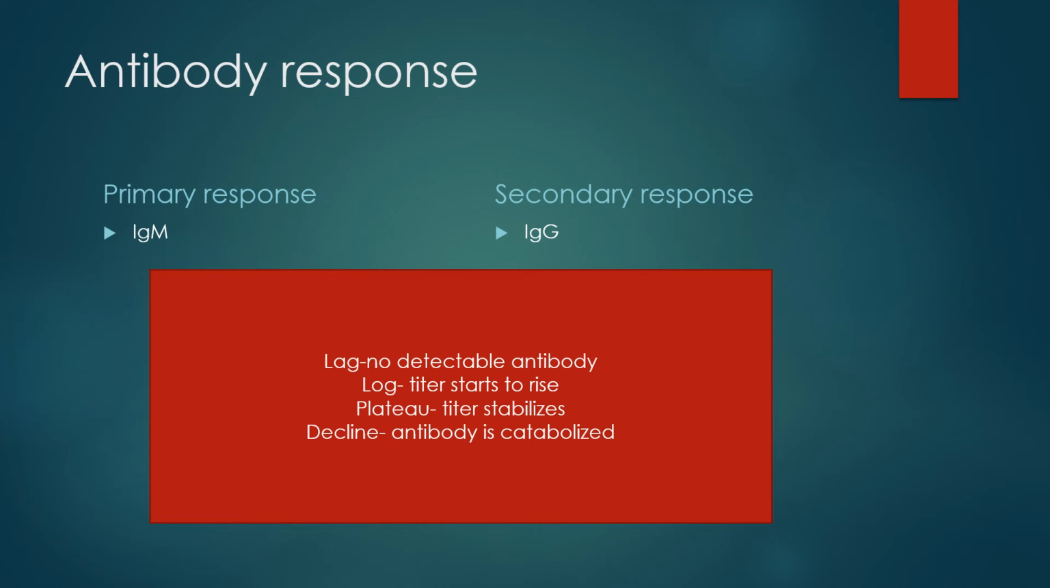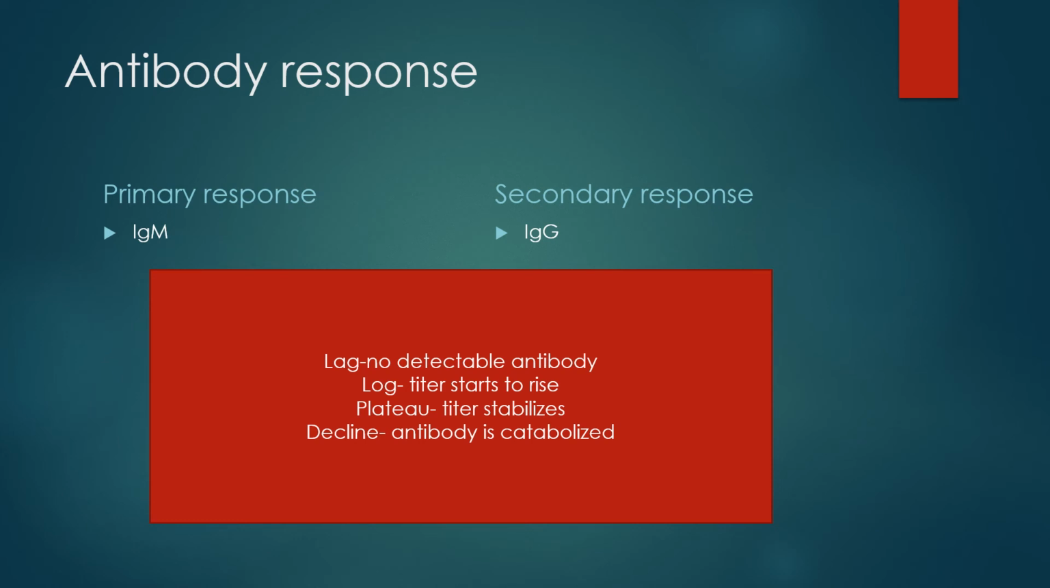Okay? There are 4 phases in each response. One is called the lag phase, where there is no detectable antibody in serum. The second phase is called the log phase, where the antibody titer starts to rise logarithmically. And then we have the plateau stage, where the titer stabilizes. And then finally we have the decline stage, where the antibody is catabolized or destroyed during metabolism.